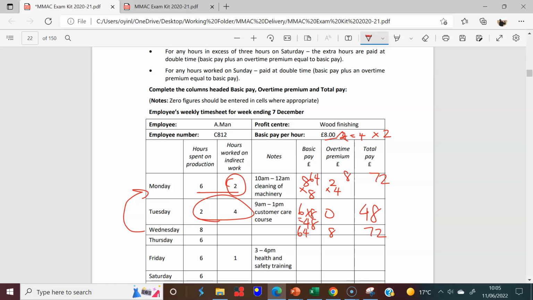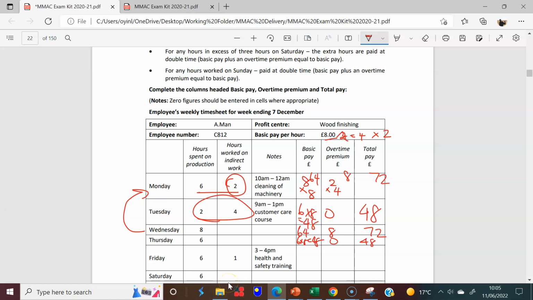Thursday, you have your straight 6 hours, nothing fancy. Actually, similar to Tuesday, exactly. You go in, you do your 6 hours. So you have 6 times 8 again, and that's 48. You don't have any overtime. And then you have here 48 as well.